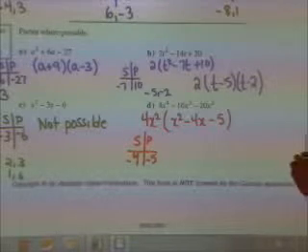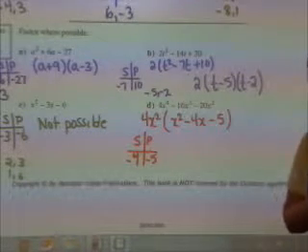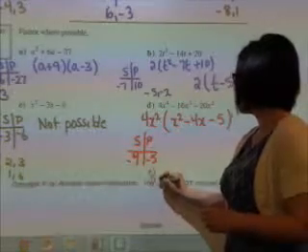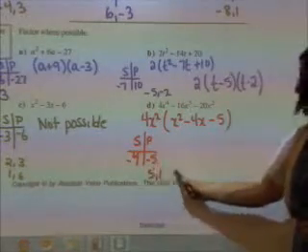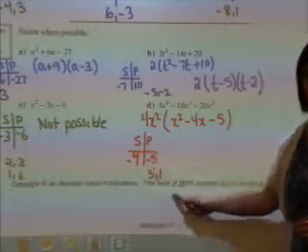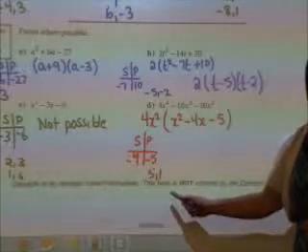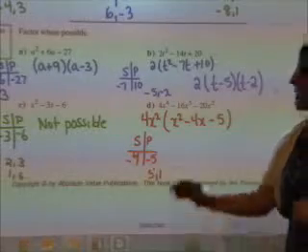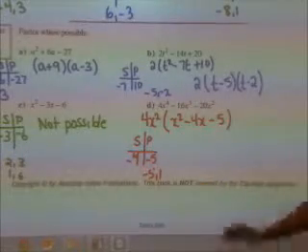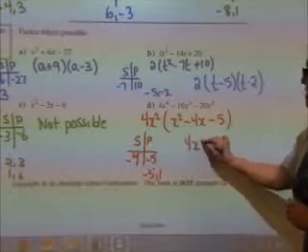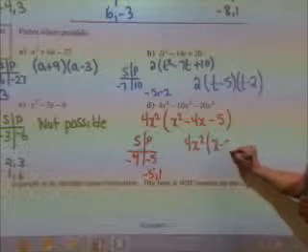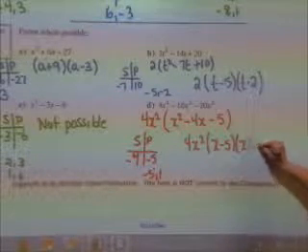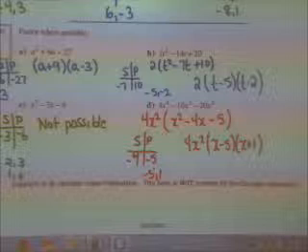So give me all the ways that I can multiply two numbers to get 5. 5 and 1. If this is negative, I'm going to be finding the difference between these two numbers. So what's the difference between 5 and 1? 4. So how do I make it a negative 4? Negative 5 and positive 1. So I get 4x squared times x minus 5 and x plus 1.